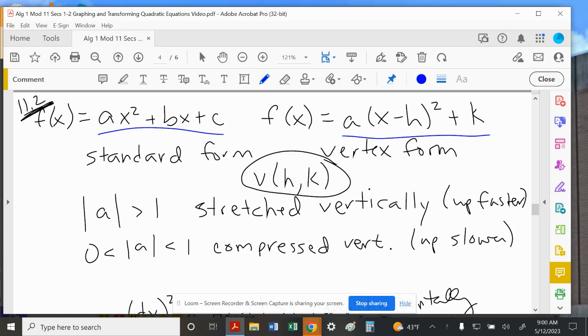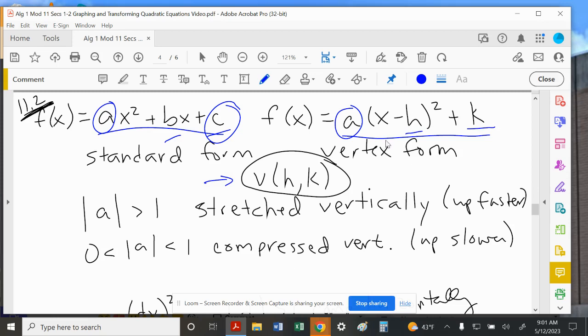So first off, you can see that this A and this A are the same value. And then we have B and C over here. If you recall, the C value is the y-intercept. And then in this case, though, we have our H and our K. H and K is our vertex here. So we know that the opposite of whatever's in here is our X value, and whatever K is our value out here. So we'll be doing some examples as we go through a few of the problems.